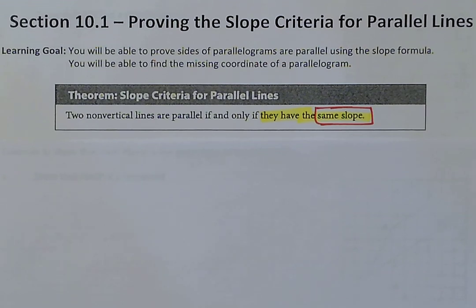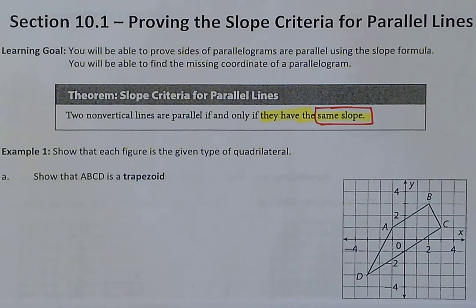So, example 1 is going to ask us to show that each figure is the given type of quadrilateral. So for part A, they want us to show that ABCD is a trapezoid. And the thing that we know about trapezoids is that they have one pair of opposite sides that are parallel. If we look at our diagram for ABCD, we see that AB and DC need to be the two lines that are parallel because BC and AD will eventually and pretty quickly cross if they were to continue on.